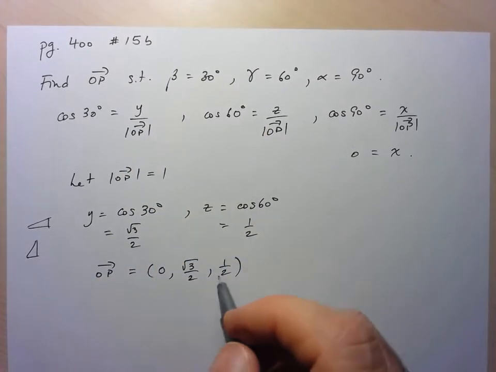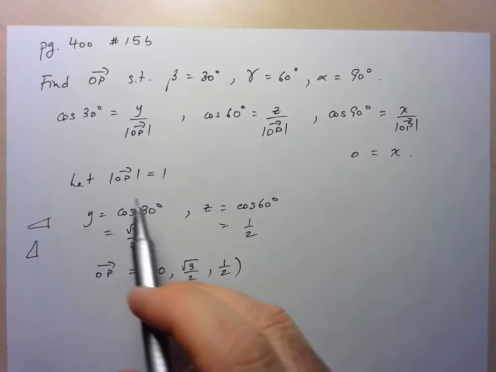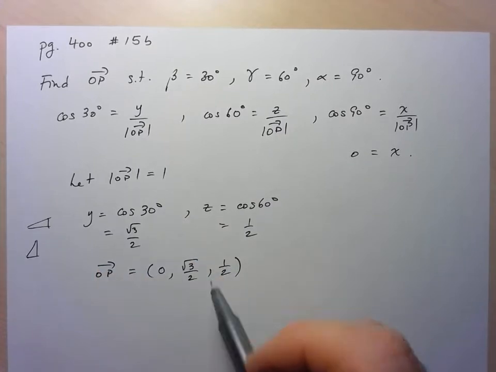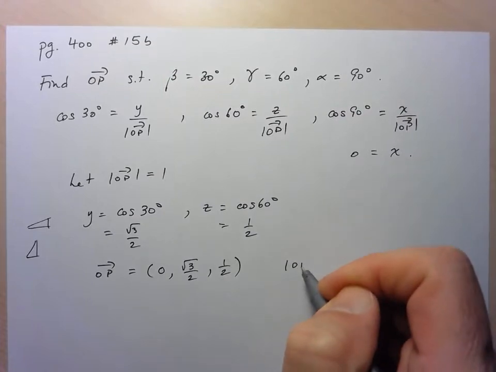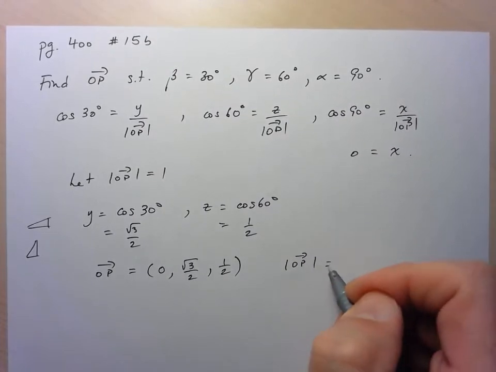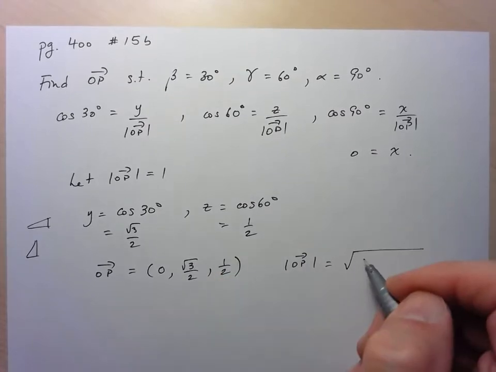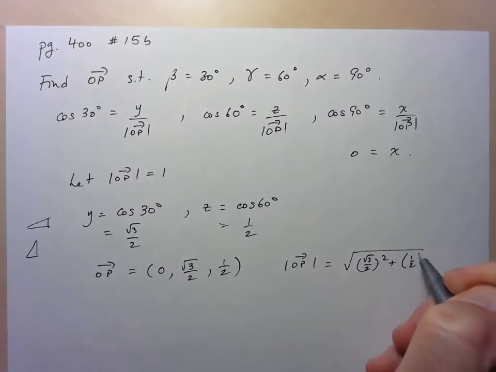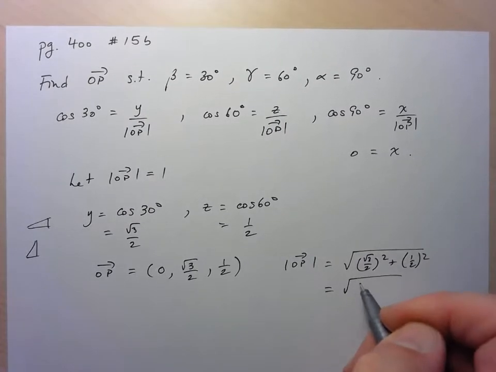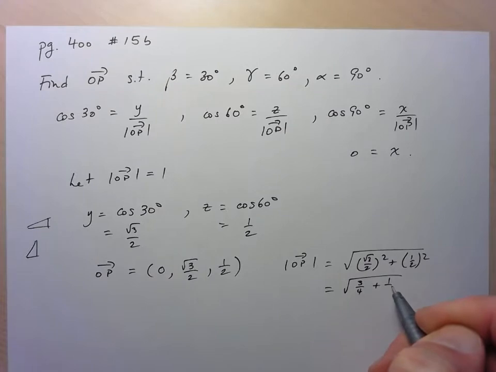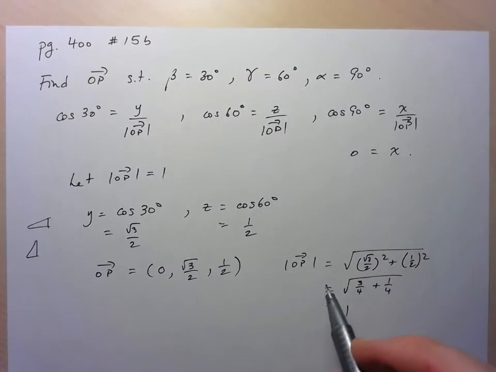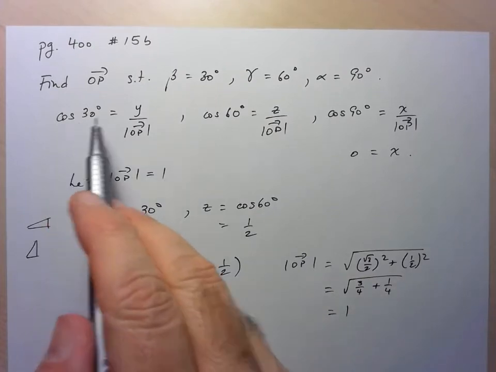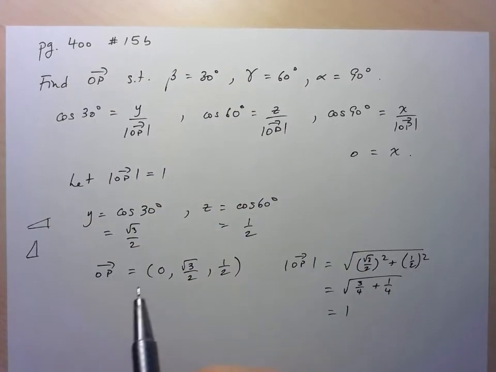Now, just in case you want to check that, I didn't just pull this out of a hat, let's check that this vector actually has a magnitude of 1. Okay, so let's find the magnitude of OP. So here we have 0 squared plus root 3 over 2 squared plus 1/2 squared, which is just equal to the square root of 3 over 4 plus 1 over 4, which is 1. So there you go. It's a unit vector, and since this is a unit vector, it means that our choices here for y and z are going to work.